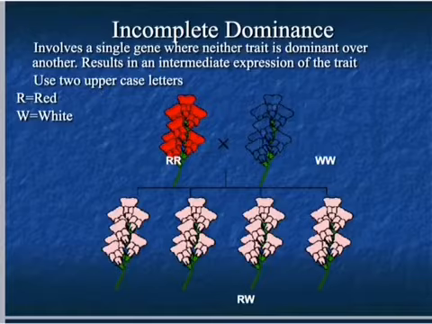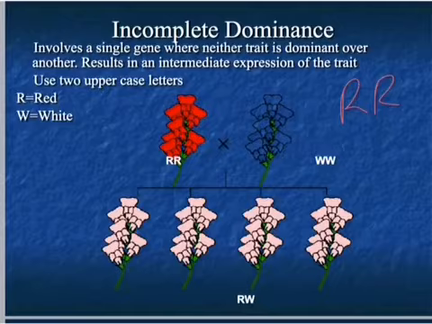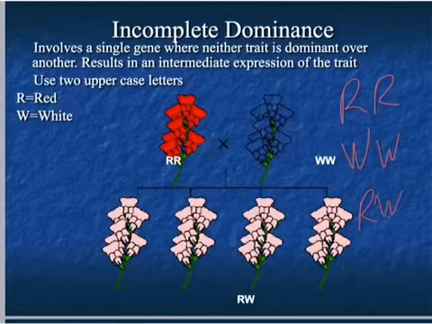In this case, we have red flowers and white flowers that mix to form pink flowers. So our homozygous dominant and homozygous recessive terminology is not going to be used. Instead, we'll talk about being homozygous for red, homozygous for white, or heterozygous for pink.